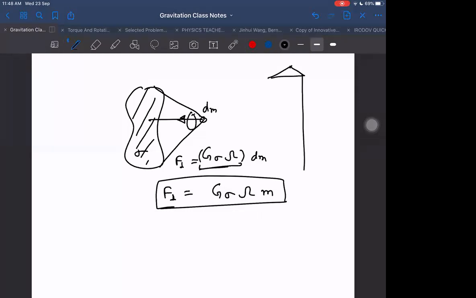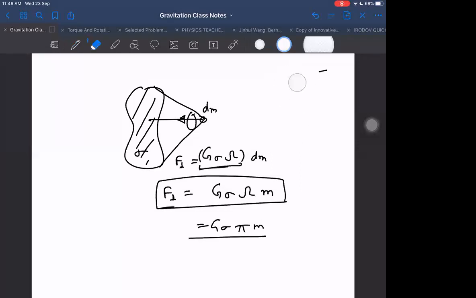Any element is subtending equal angle in all four possible directions. So what fraction will go to this side solid angle? 1/4 of the total solid angle, and 1/4 will be 4 pi by 4. That will become pi. So it will just become g into sigma into pi into m. It is same only as first. Okay, same thing. But I'm just telling you quickly in short that this is how we can do it easily.